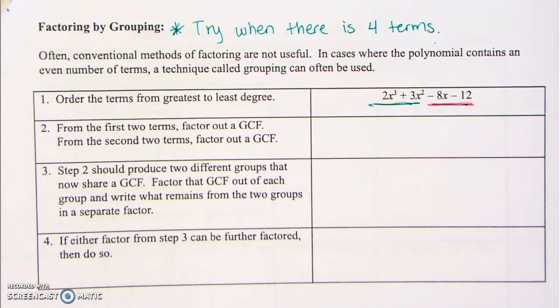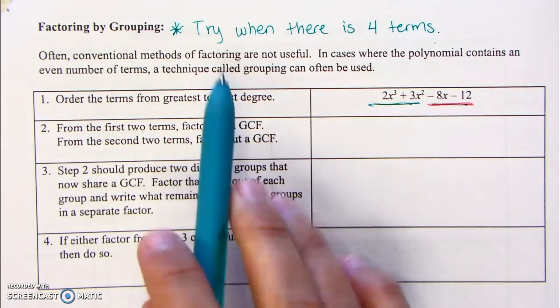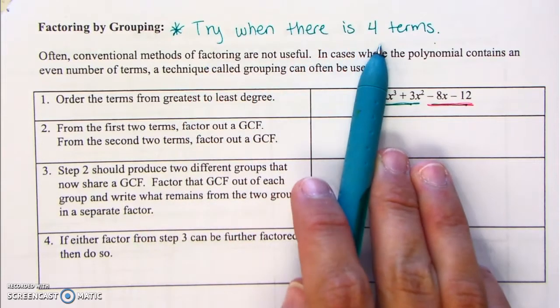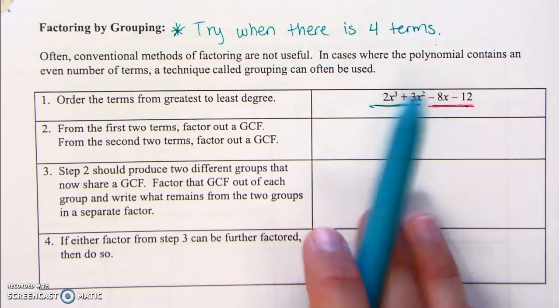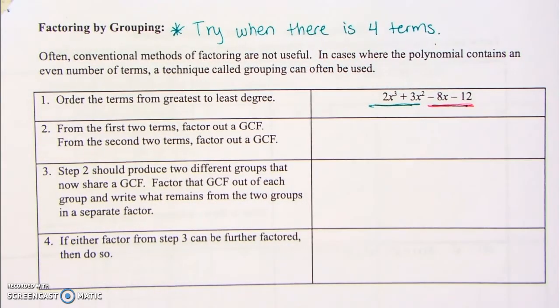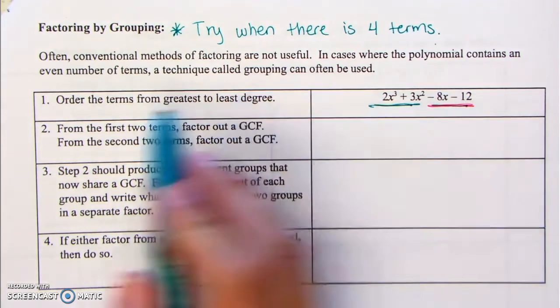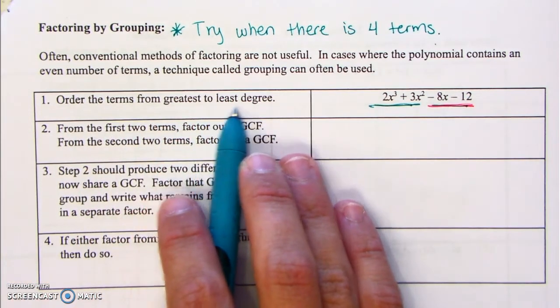Okay, so here we go. We're going to do factor by grouping. And you try factor by grouping when there are 4 terms. It doesn't mean it's always going to work, but that's like a key, whereas before we only had 2 or 3 terms. Okay, so order the terms from greatest to least degree.